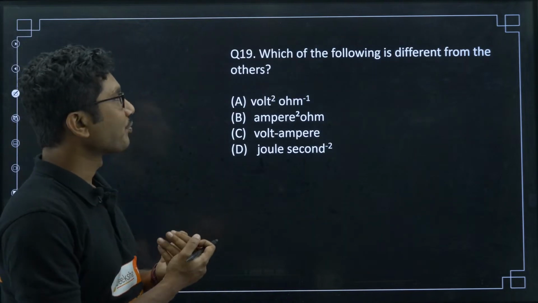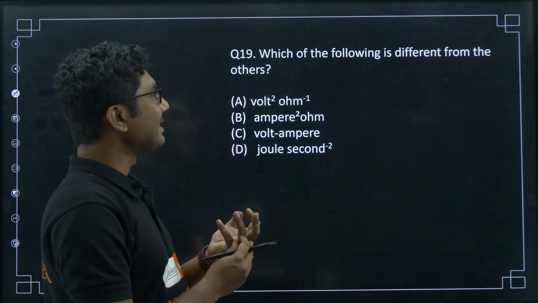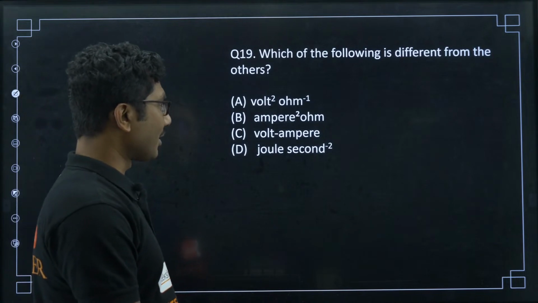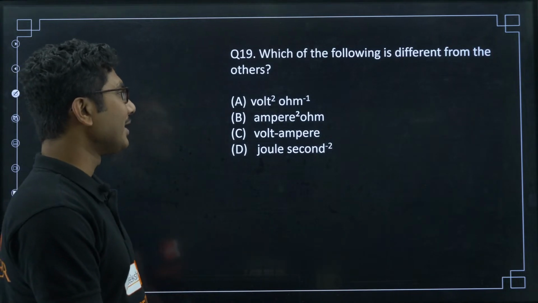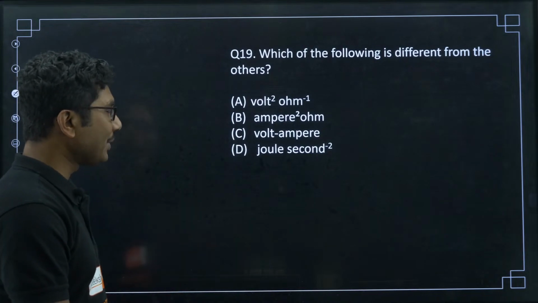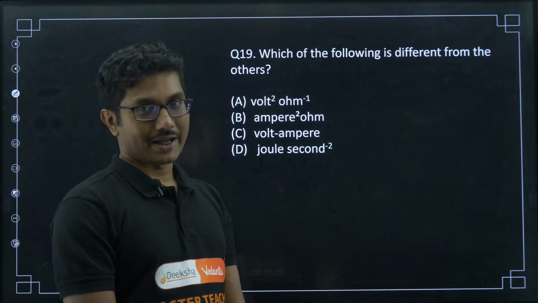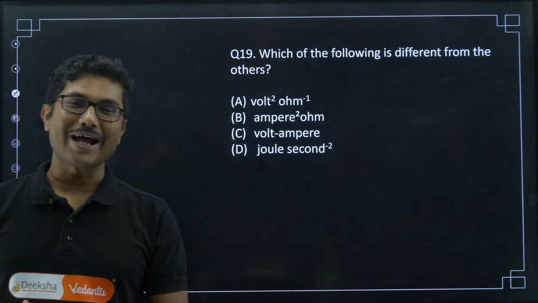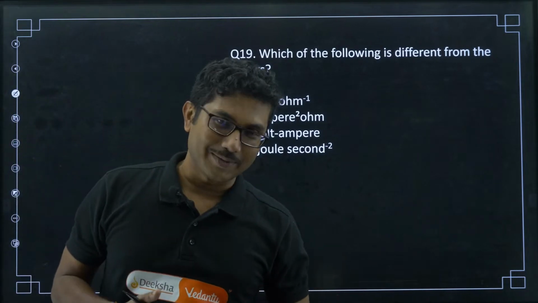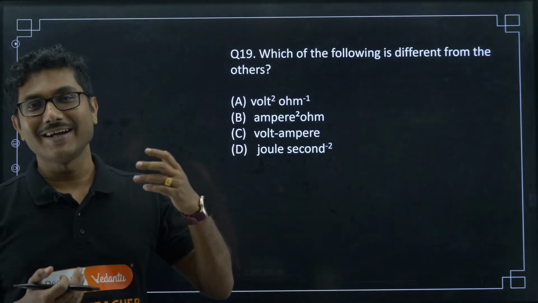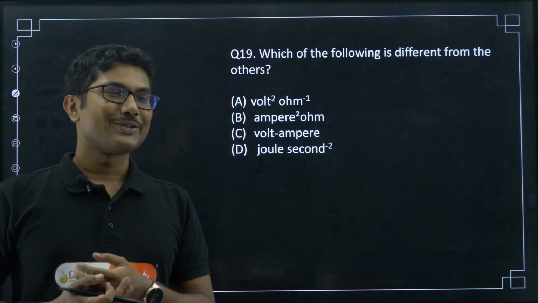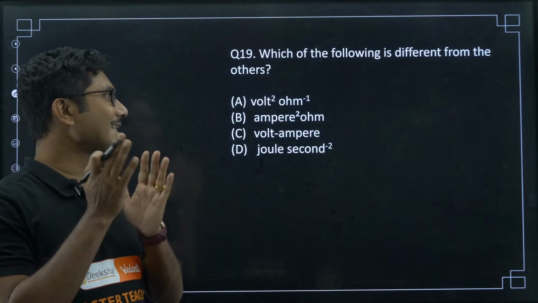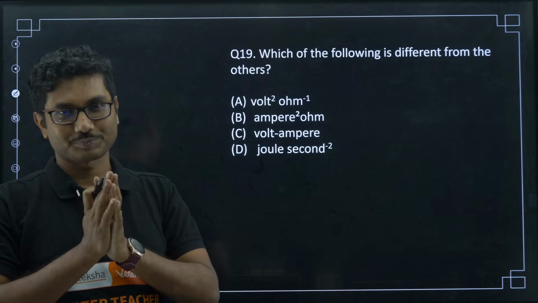Now next question. Which of the following is different from the others? Volt square per ohm, ampere square into ohm, volt into ampere, joule per second square. If you tell me what quantity we are talking about, I will give you a very warm welcome. This is a particular quantity having different units. We are talking about a particular quantity, and if you can guess that, you will get a clap from me.